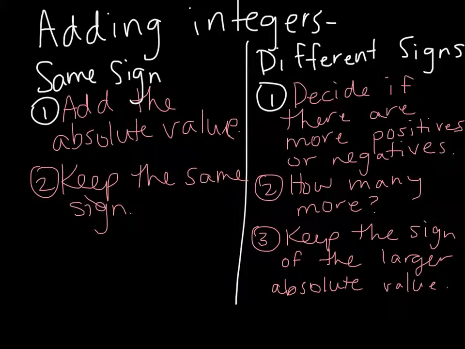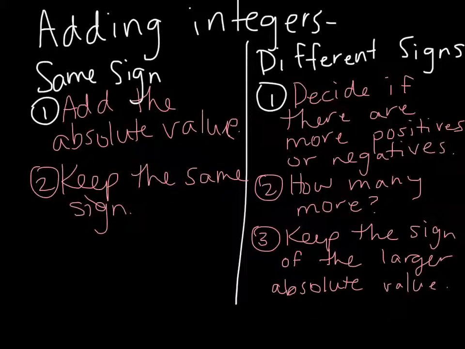All right, if we're going to add integers together, we have two different cases that might occur. They might both have the same sign. So if I'm adding two positive integers or two negative integers, I'm just going to add their absolute value together and keep the same sign. So if they're both positive, my answer will be positive, add them together. If they're both negative, my answer is negative, and I add them together.